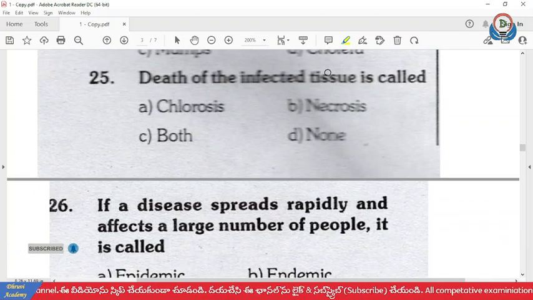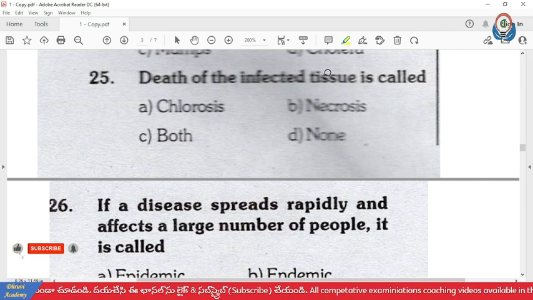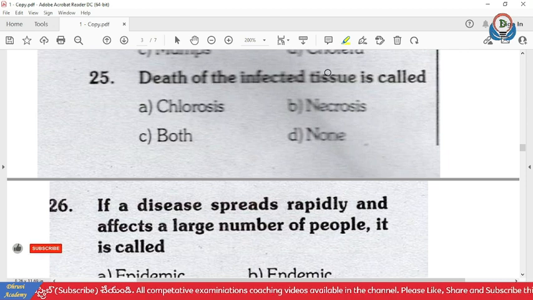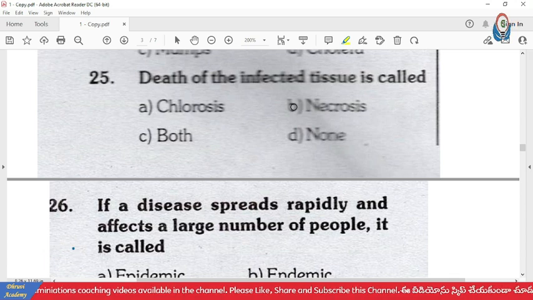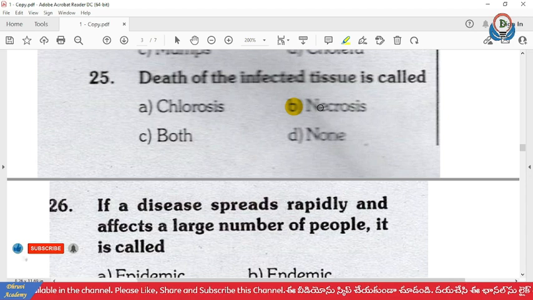Next, death of infected tissue is called, is it A chlorosis, B necrosis, C both, or D none? Death of infected tissue, they are asking about the infected tissue. It's called necrosis. Necrosis is the answer.